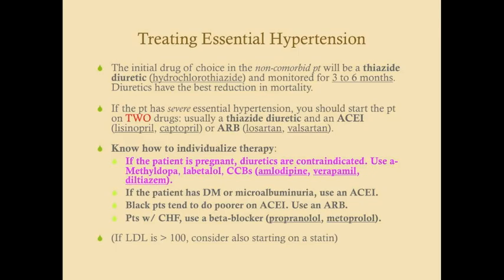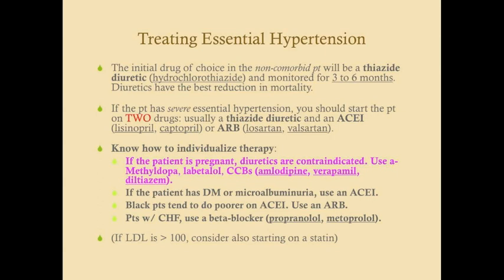And then we'll monitor these patients over 3 to 6 months to see what happens to their hypertension. Diuretics have the best reduction in mortality for essential hypertension. Now, if the patient has severe essential hypertension, so if it's greater than 160 over 110, then we would want to start them on 2 drugs. So greater than 160 over 110 on 3 visits, then we want to start them on 2 drugs.